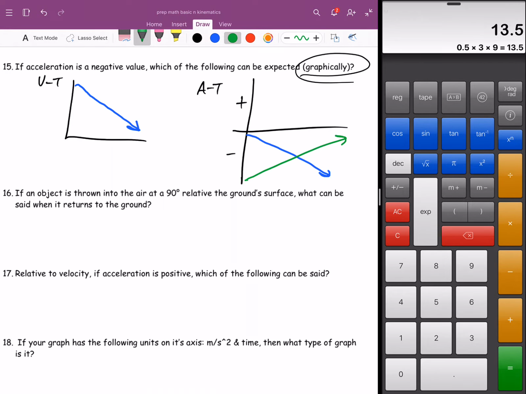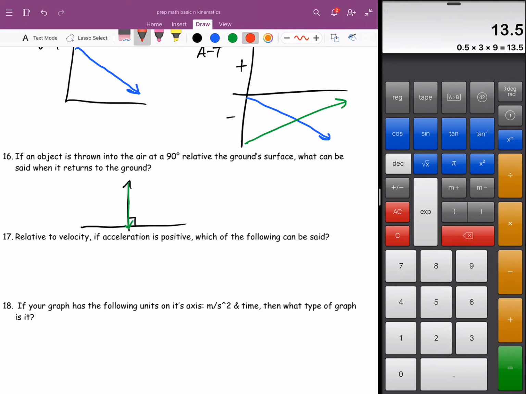16, similar to 14. You have the ground, 90-degree angle. If it's thrown completely up, it will return right back down where it originated. For 17, acceleration positive. This means that final velocity will be greater than initial over a certain segment of time.